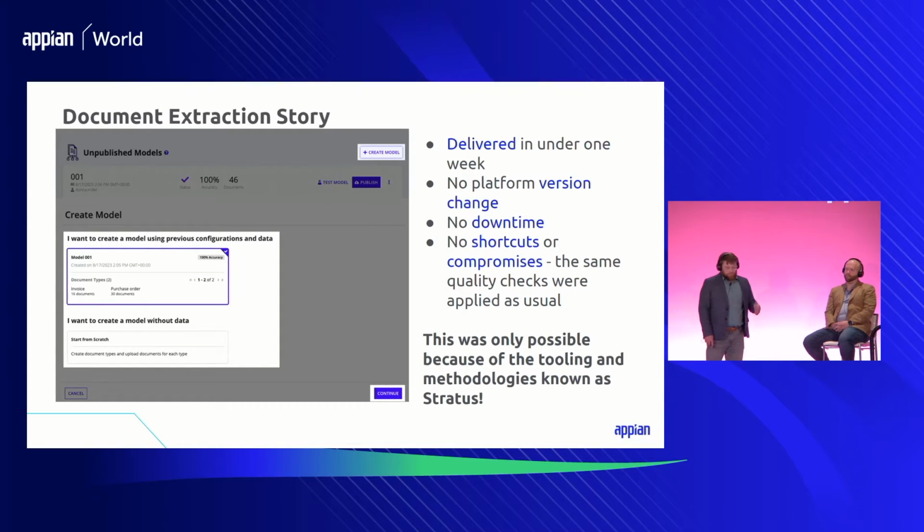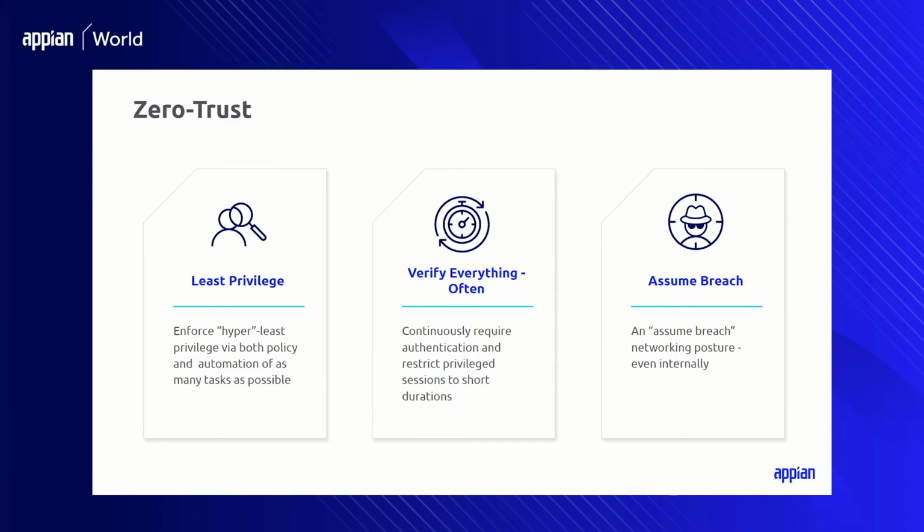And so, there was no platform version change required. There was no downtime, no hotfix, no shortcuts, no compromises. It was basically the same software development lifecycle that we have, which is really robust, and applied to this, but it was possible to deliver it really quickly because of the methodology and the tooling that we've enabled as part of the Stratus platform. So the last component, or key principle, is zero trust.